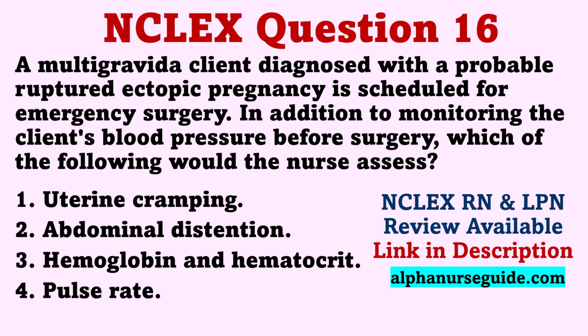Because the fertilized ovum has implanted outside the uterus, uterine cramping is unlikely. However, abdominal tenderness or knife-like pain may occur. Abdominal fullness may be present, but abdominal distension is rare unless peritonitis has developed. Although the hemoglobin and hematocrit may be checked routinely before surgery, the laboratory results may not truly reflect the presence or degree of acute hemorrhage.